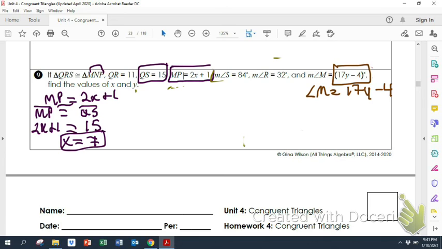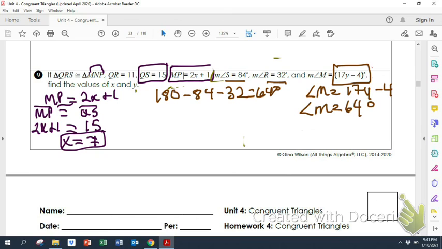Well, the issue is they didn't tell us angle M, but they did give us angle S and angle R. So now this is where you've got to think outside the box, or think outside the triangle, and think, okay, let's use my angle sum theorem. And I know that 180 degrees minus 84 minus 32 tells me that it's 64 degrees. So I know that angle M is equal to 64 degrees.